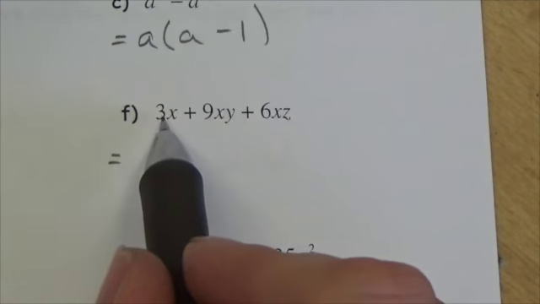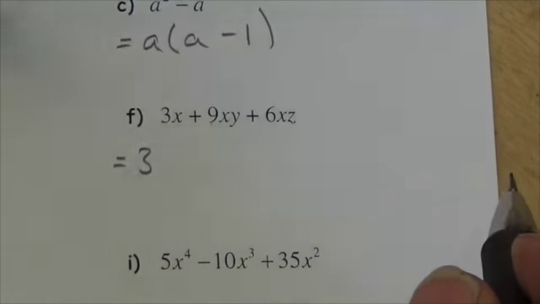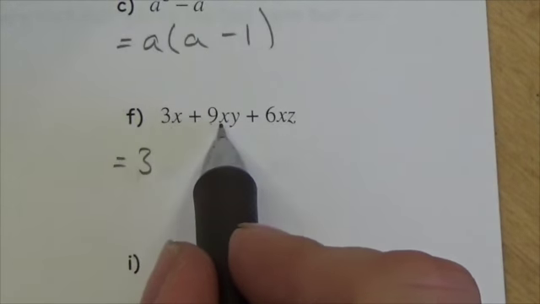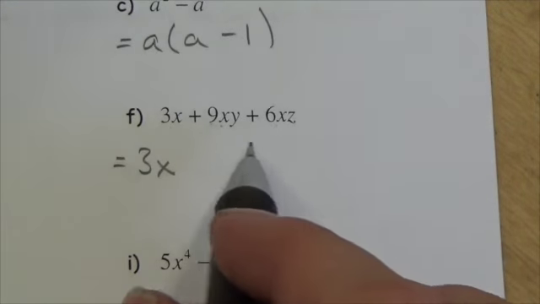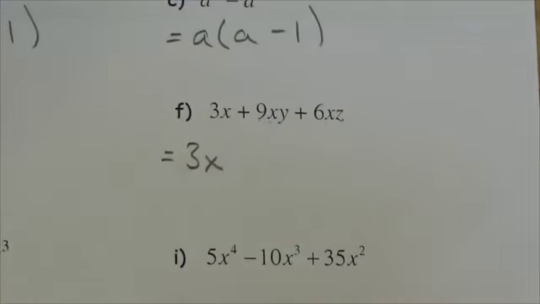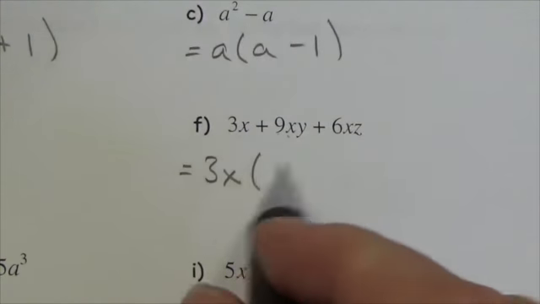Here, 3, 9, 6, well, they've all got a common factor of 3. That's the easy part here. X, X, X, so each one of them's got an X to the 1 in it. And then I've got a Y and a Z, but they're not common to anything else here. I don't see that showing up in every term, so that's it.